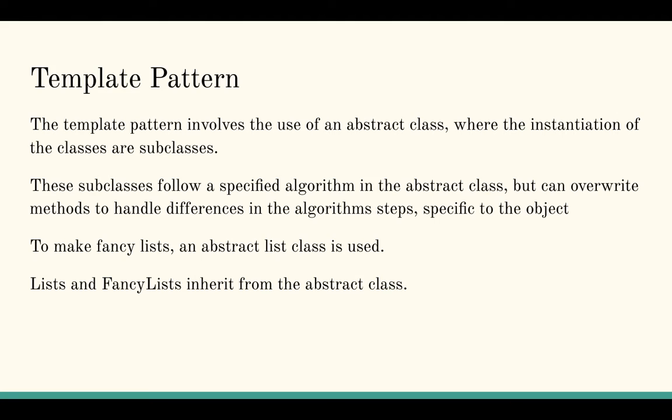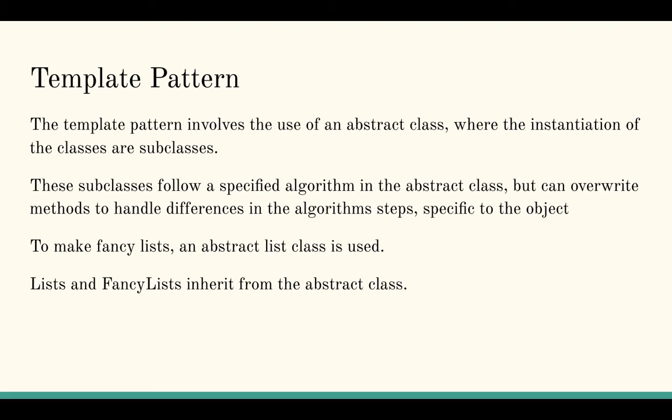These fancy lists are using the template pattern in order to work correctly. The template pattern, as we've learned, involves the use of an abstract class, where the instantiations of the classes are subclasses. These subclasses are going to follow a specific algorithm, which has specific steps. It has an ordering of steps, which are going to be called. But these steps can be handled differently depending on the subclass in order to make the algorithm specific to that object.